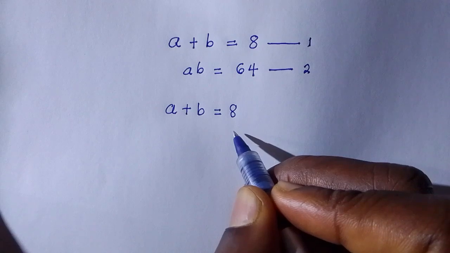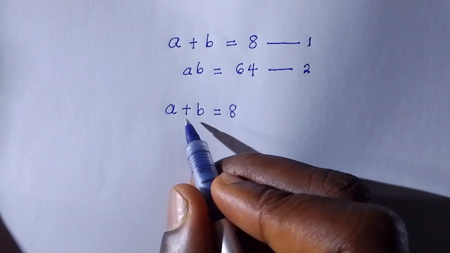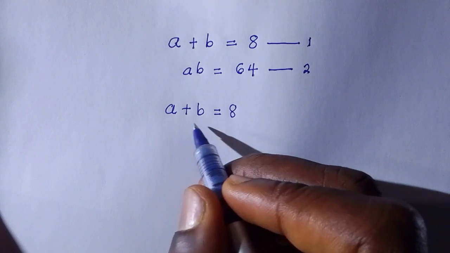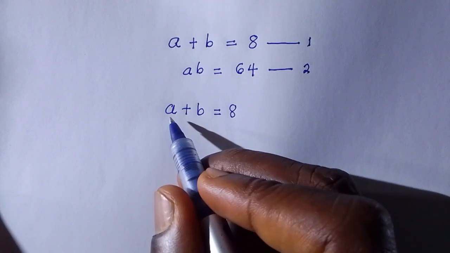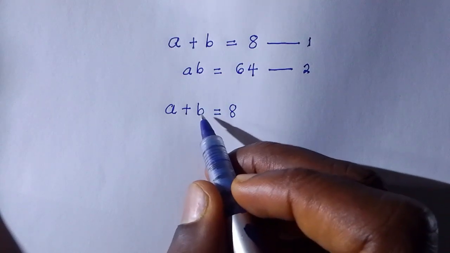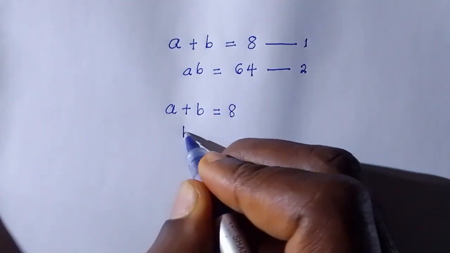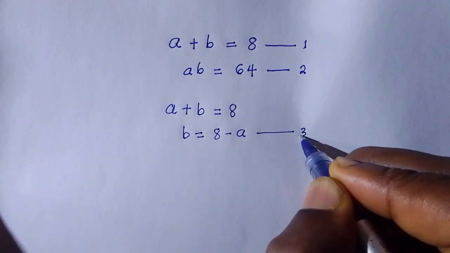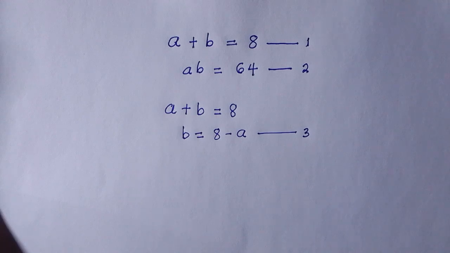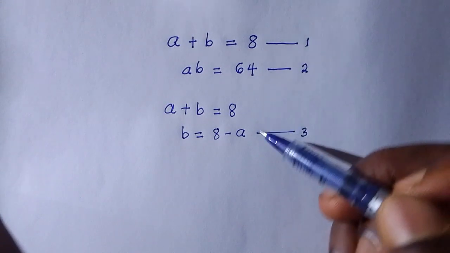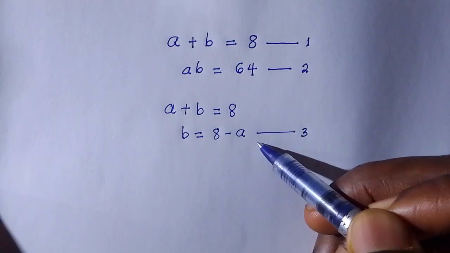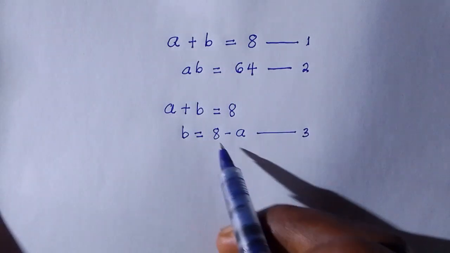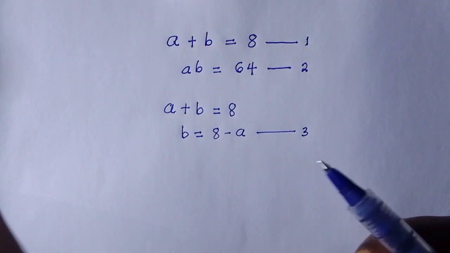We have to form a new equation from here, and it depends on the value we want to get first, either a or b. Suppose we want to get the value of a from these two equations, so we make b the subject of the formula, as we have b equals 8 minus a. We consider this as equation 3. Since we have used equation 1 to form equation 3, we substitute equation 3 into equation 2. Anywhere we see b, we replace it with 8 minus a.